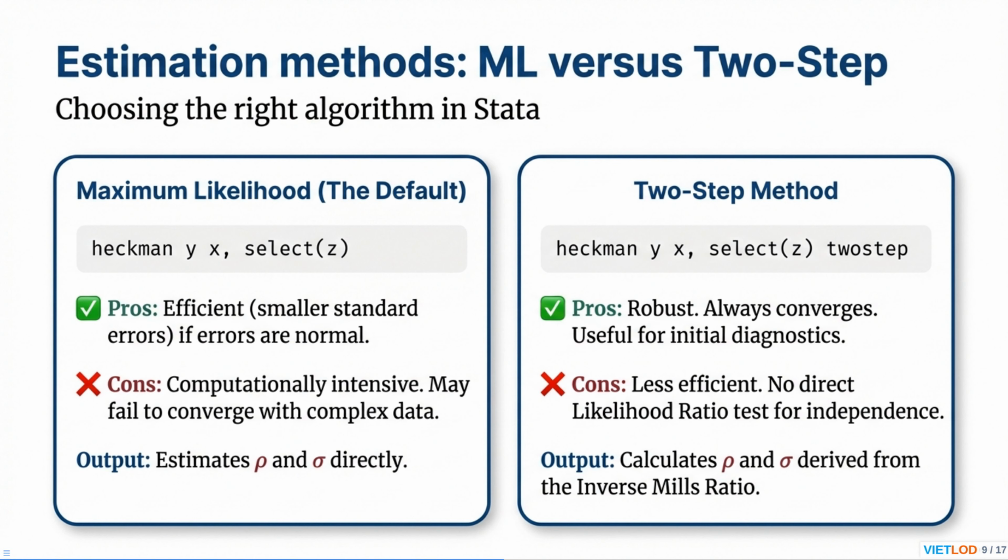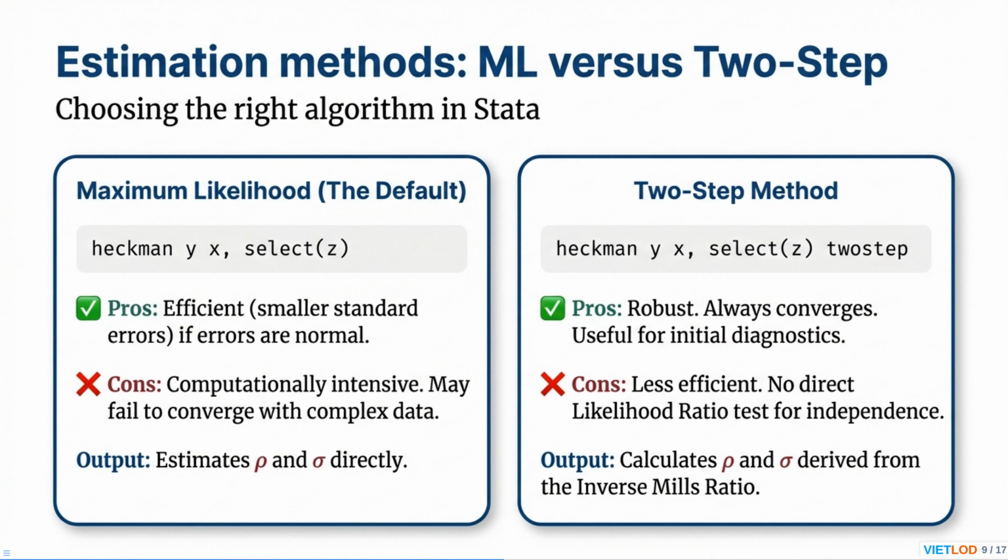ML directly estimates both rho and sigma, the correlation between the error terms and the standard deviation of the outcome equation's error, respectively. The alternative is the two-step method, which you invoke by adding the twostep option to your heckman command. This method is much more robust and will always converge, making it highly valuable for initial diagnostics or when troubleshooting convergence issues with the ML estimator.